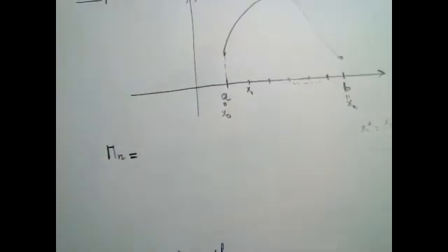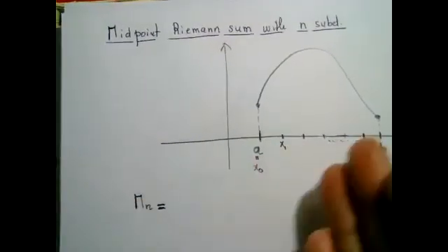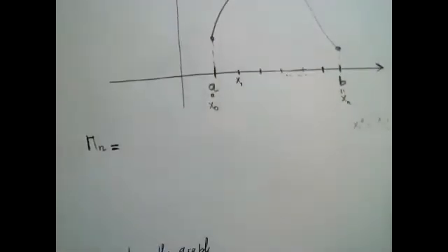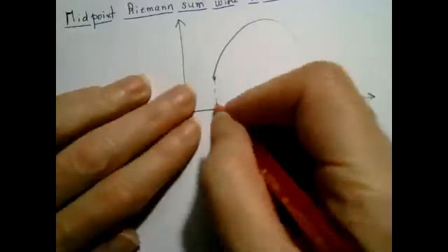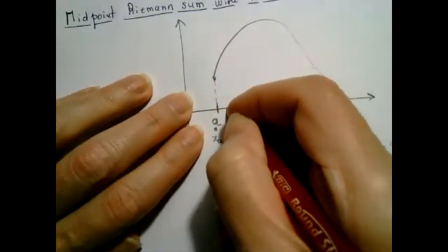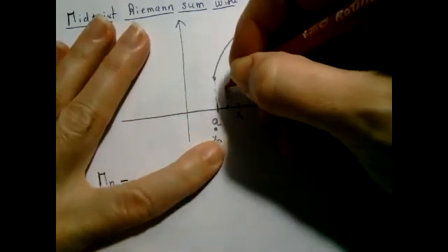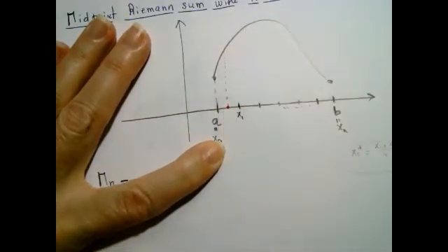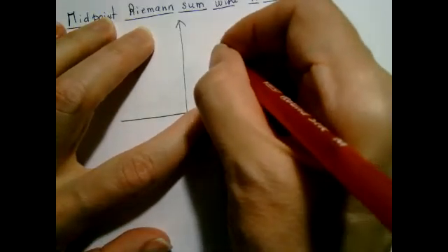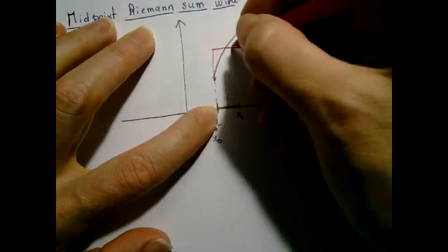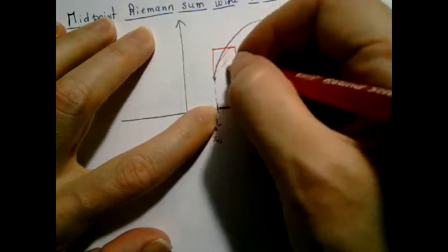Now the last one is the midpoint Riemann sum with n subdivisions. Again, my goal now is just to explain the notation. But let us remember the picture here. For the midpoint, what do I do? I take the interval, but then I focus on the midpoint. I take for height the value here, that's my height. And the base is the same, I don't change it. So this is my base, and this is my first rectangle.